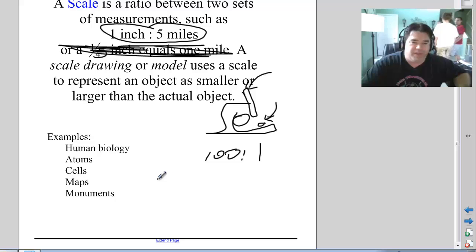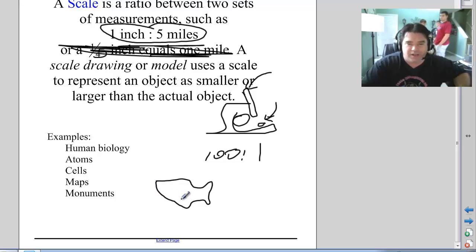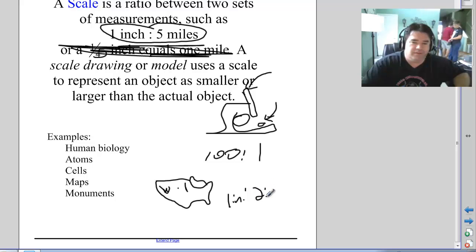On the other hand, you take a map. Let's go ahead and take a map of the United States. Again, I'm using my little brush here, so I'll do the best I can. This is approximately the United States, the Great Lakes and whatnot. You get the idea. Let's say that in my little map here, 1 inch, which would be right here, would equal 2,000 miles. So I'd say 1 inch to 2,000 miles.